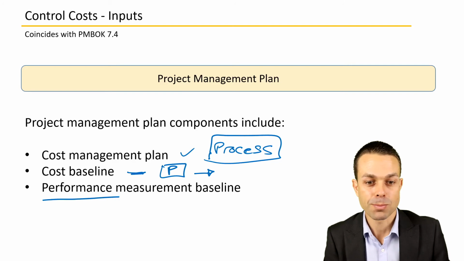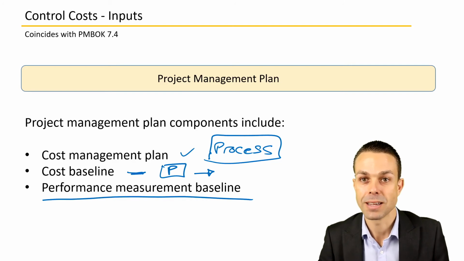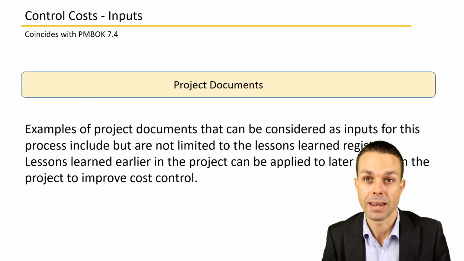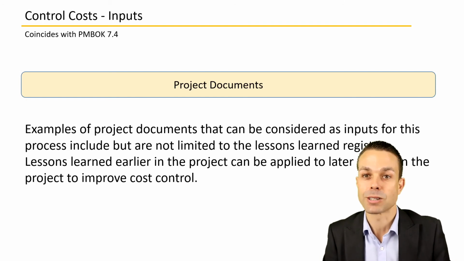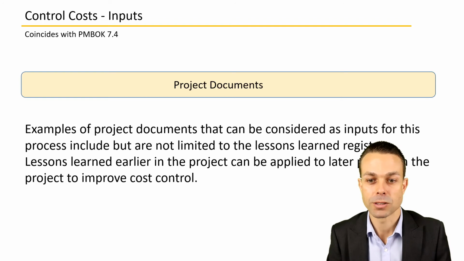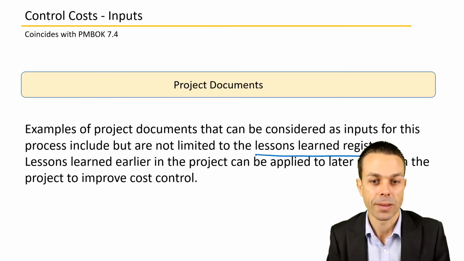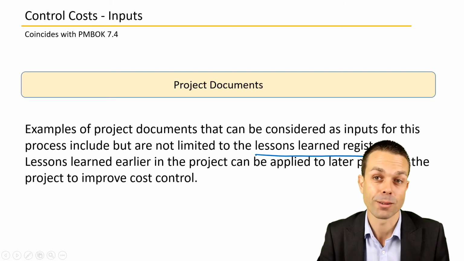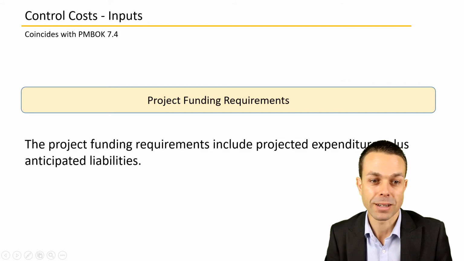And the performance measurement baseline: what are the measures, and what's the baseline for those measures that we're measuring our benefits and our performance by. The project documents. Examples of project documents could be the lessons learned register. So of course we want to gather any lessons learned from previous projects and gather them for future projects from our one as well. We might have project funding requirements.